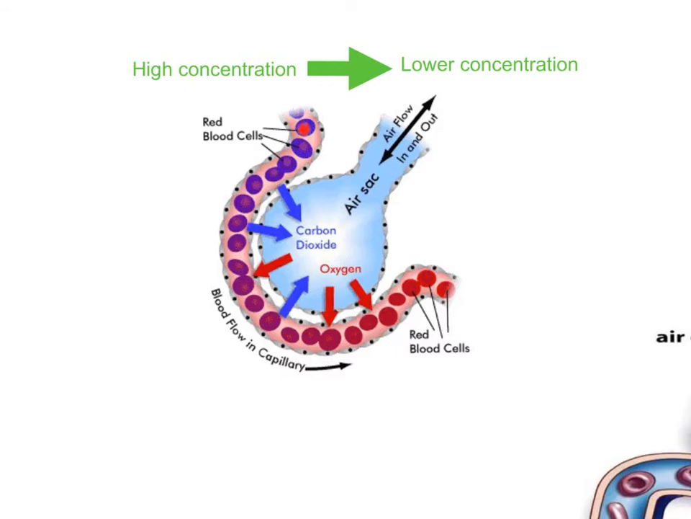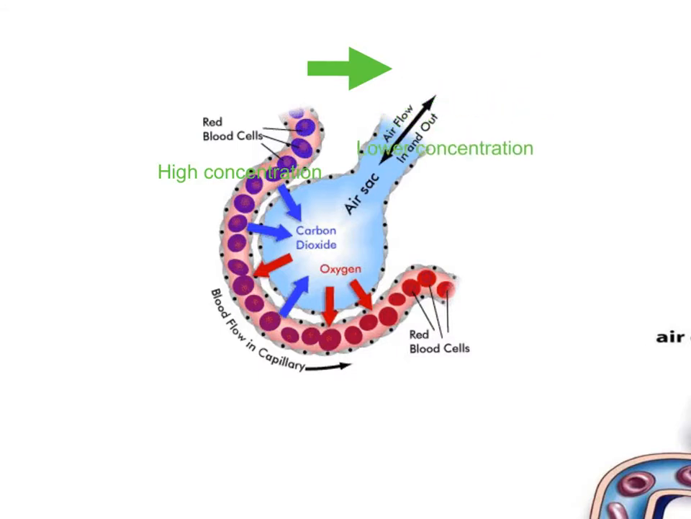Now the blood that's coming back from the body has a high concentration of carbon dioxide because it's moved from the respiring cells into the blood. And the air that we've breathed in has a very low concentration of carbon dioxide. So there's a gradient along which the carbon dioxide can pass from the blood here into the alveolar space.